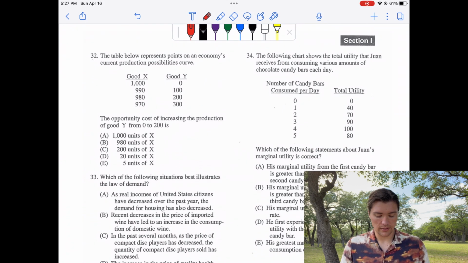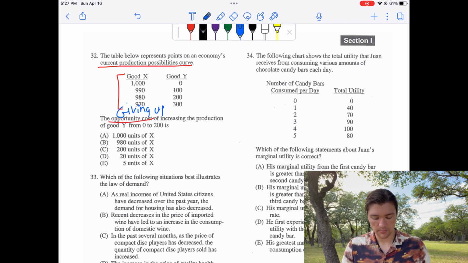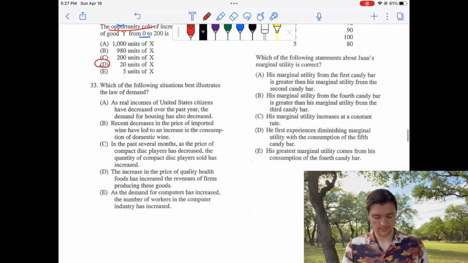Number 32, we have the production possibilities curve, and we have our numbers. The opportunity cost, remember, that means giving up. What are you giving up when you go from 0 to 200? Well, you had 1,000, and now you're at 980. How much did you give up? You gave up 20 units of X.